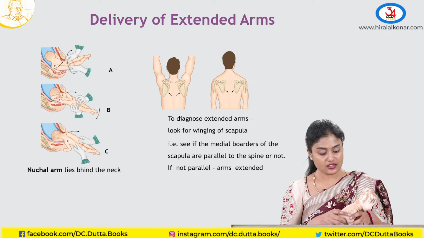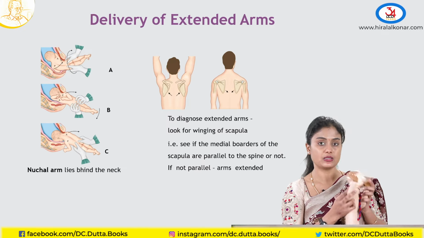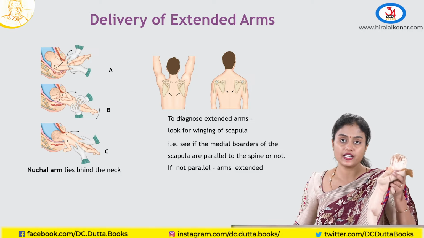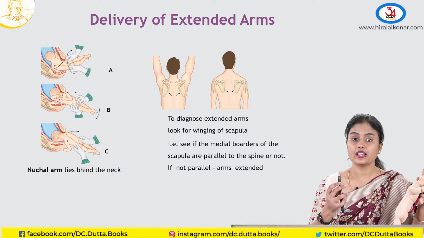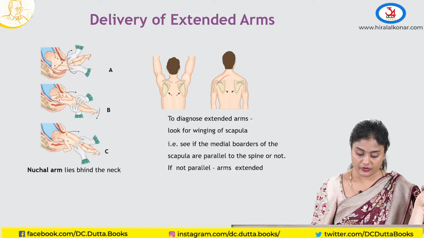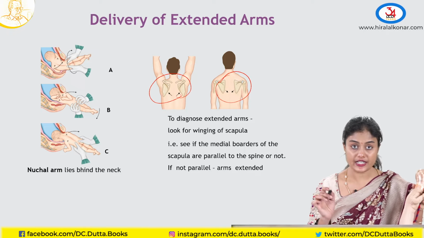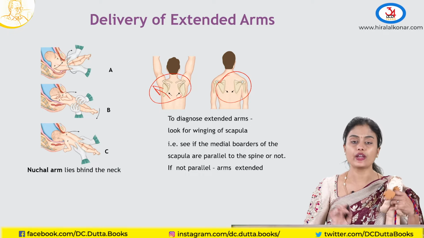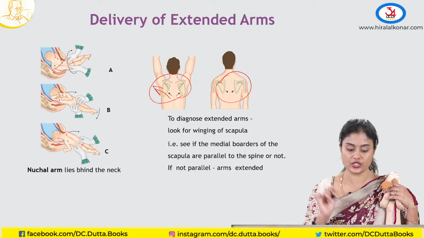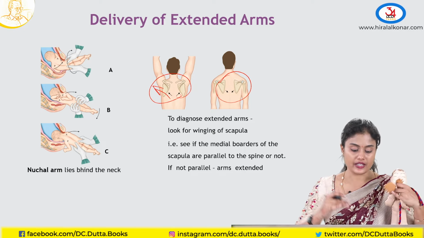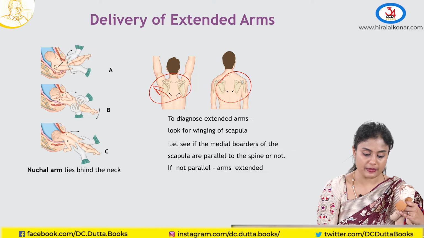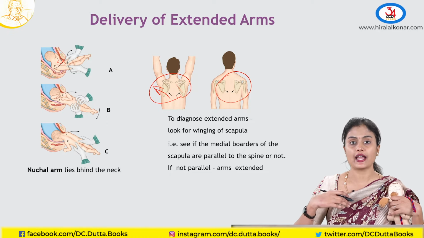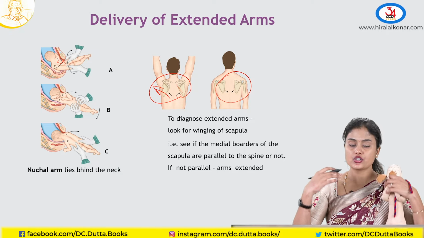Now you can see the shoulders are being delivered, but the baby's arms are not yet delivered. How do you know whether the arms are extended or by the side of the body? Based on the winging of scapula. You have already read this in your anatomy classes. When you extend your arms at the shoulder joint, the scapula is wide away. When you look at the back of the baby, if the scapula is wide away, that means the hands are extended at the shoulder joint.